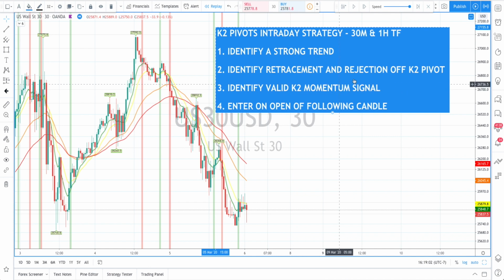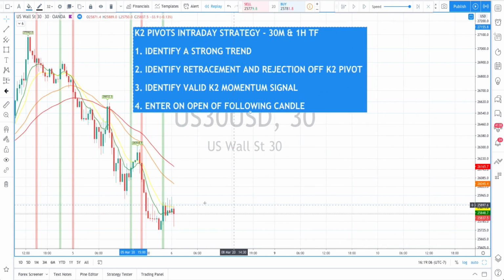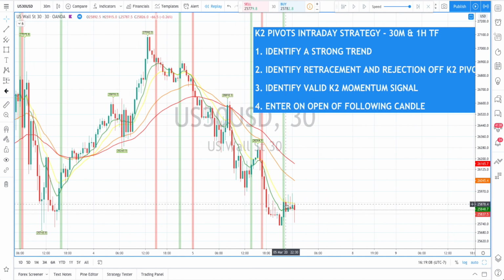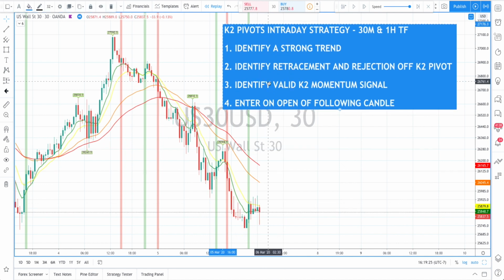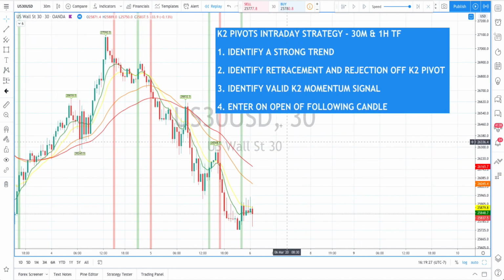Next up, you want to identify a rejection off the K2 pivot. So as you can see right here, we have about 1 rejection, 2 rejection, 3 rejection, 4 rejection, 5 rejection, 6 rejection. So this is a strong rejection right here. Now we've filled the first 2 requirements. We've identified a strong trend downwards, and then we've identified a retracement and rejection off the K2 pivots, which happened right here. So our last requirement is just going to require that we identify a valid K2 momentum signal.